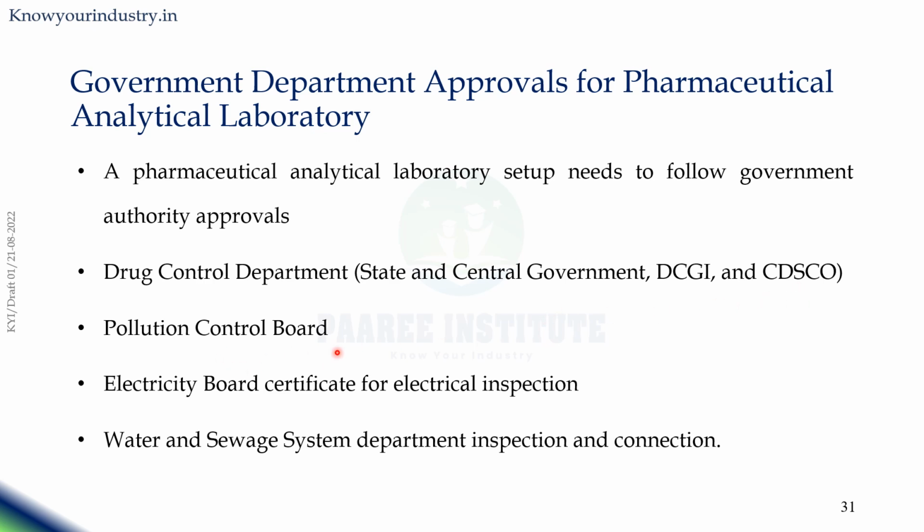Then the Pollution Control Board approval should be available. Electrical board certificate for electrical inspection should be available. Then finally, water and sewage system department inspection and connection should be available in the laboratory.